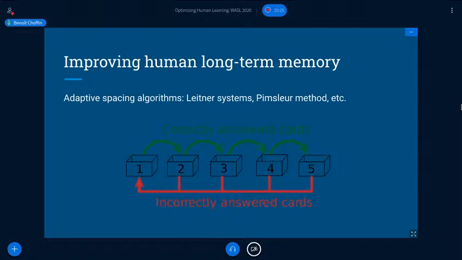But we can already see that this type of algorithm adapts to the learner's performance, because the review frequency of a flashcard directly depends on how well the learner manages to recall this flashcard. So this is a very basic form of adaptive spacing algorithms. Of course, you have other types of such algorithms that rely, for example, on student predictive models to select the best flashcard to review at any timestamp.